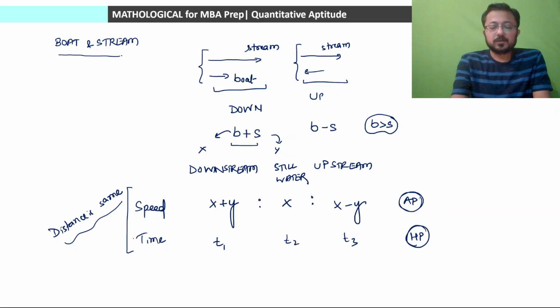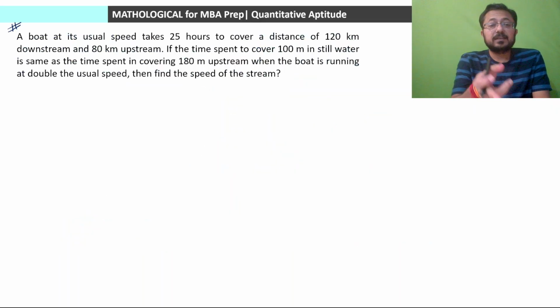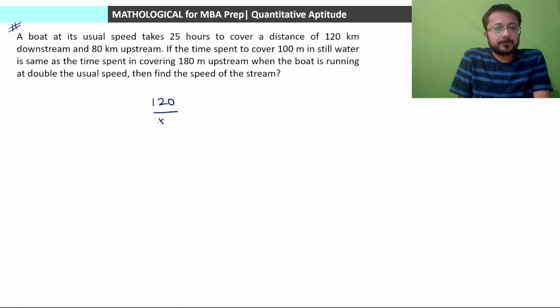Now let us go back to the question. The question was saying a boat at its usual speed takes 25 hours to cover a distance of 120 km downstream and 80 km upstream. So if the downstream speed is x plus y, where x is the speed of the boat and y is the speed of the stream, then 120 upon x plus y plus 80 upon x minus y is equal to 25. This will be our first equation.